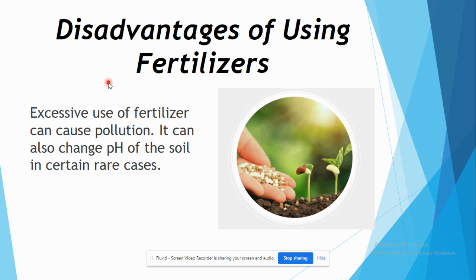Disadvantages of using fertilizers. Excessive use of fertilizers can cause soil pollution. It also changes the pH of the soil in certain rare cases. So we should not use these fertilizers so much, because it causes soil pollution.